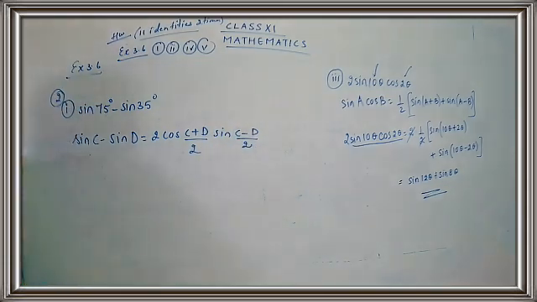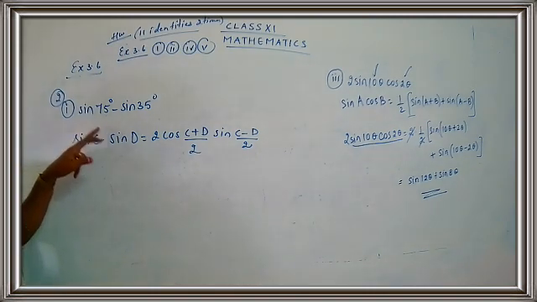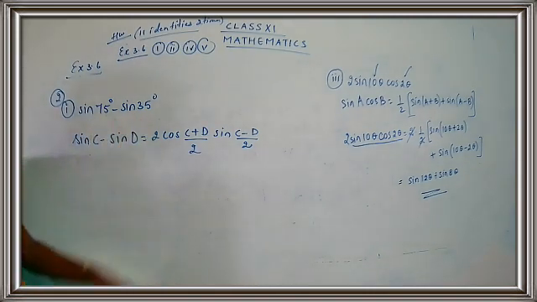Very important to know the formulas. Without formulas, nothing can be done. So what is the formula for sine C minus sine D? It's 2 cos C plus D by 2 sine C minus D by 2. So I have just written down the formula. Now we are just going to substitute the values over here. So what is C here, children? C is 75 and what is D here? D is 35. So just substitute and get the answer.